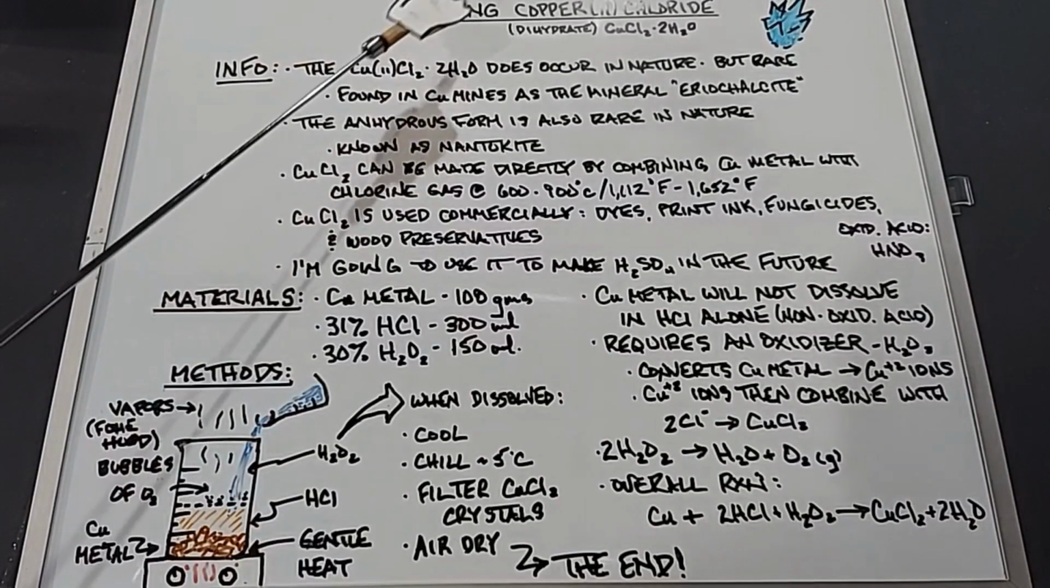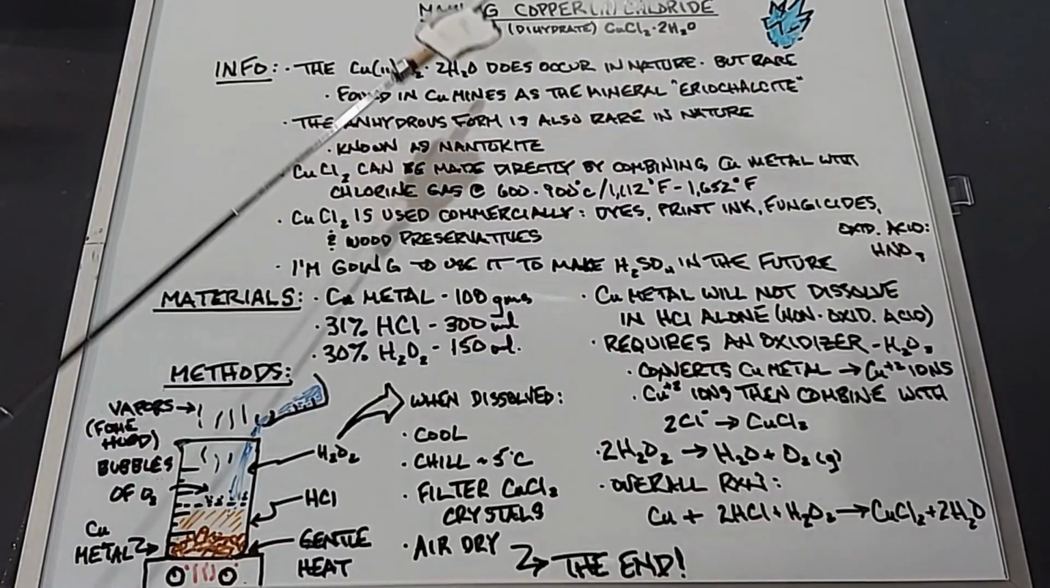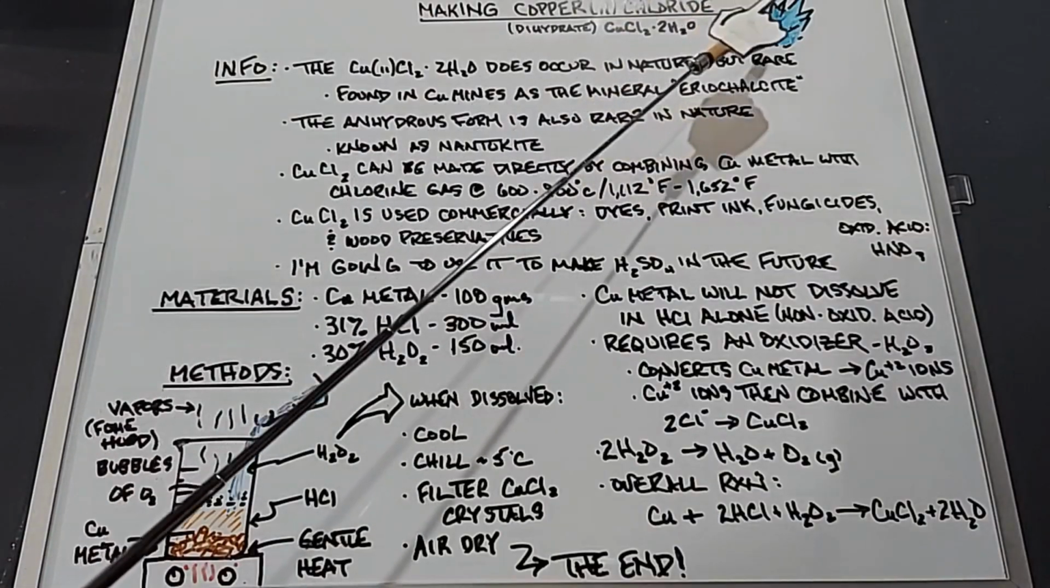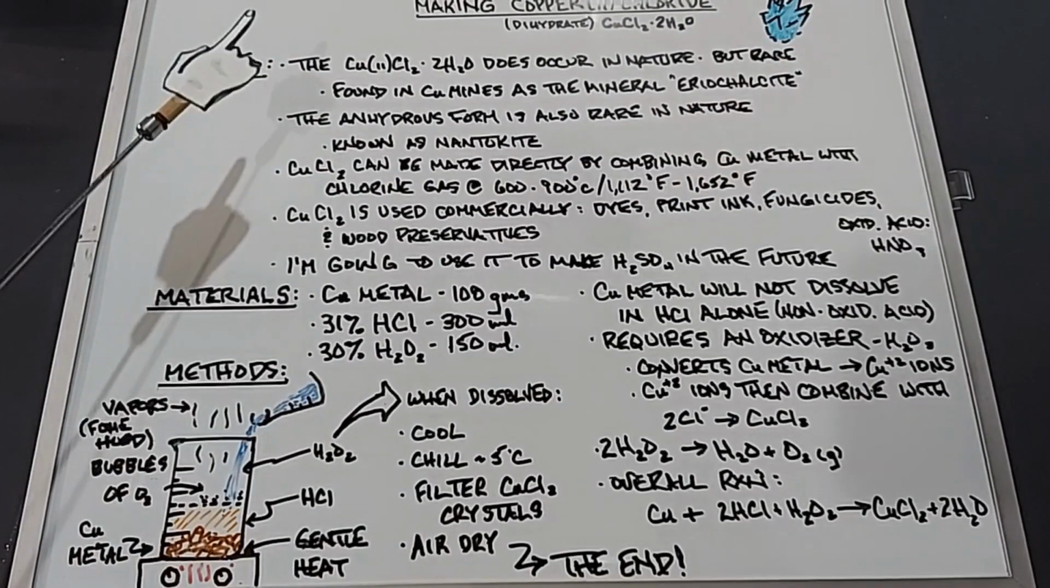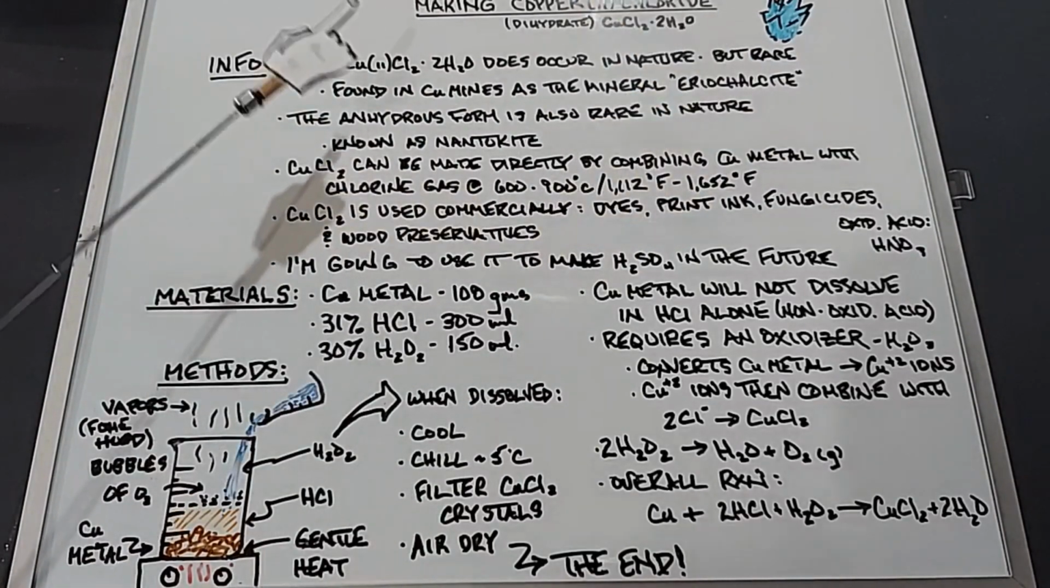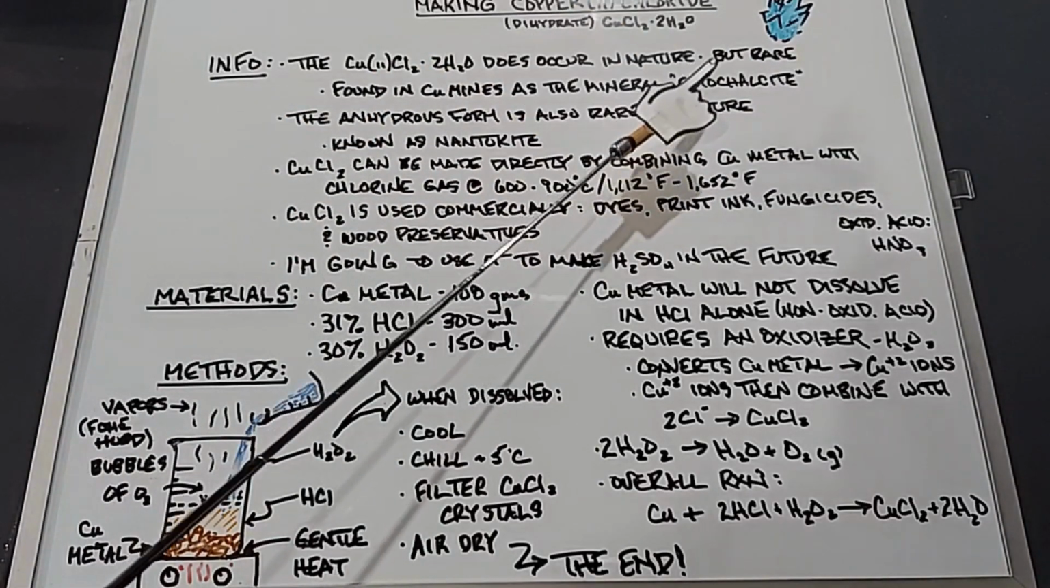In this video, we're going to be making copper 2 chloride. It's typically a dihydrate, copper 2 chloride plus 2 waters, and when it's all dried up, it looks kind of something like that. Interestingly, copper 2 chloride does occur in nature, but it's extremely rare. It's found usually in copper mines as the mineral aerocalcite.